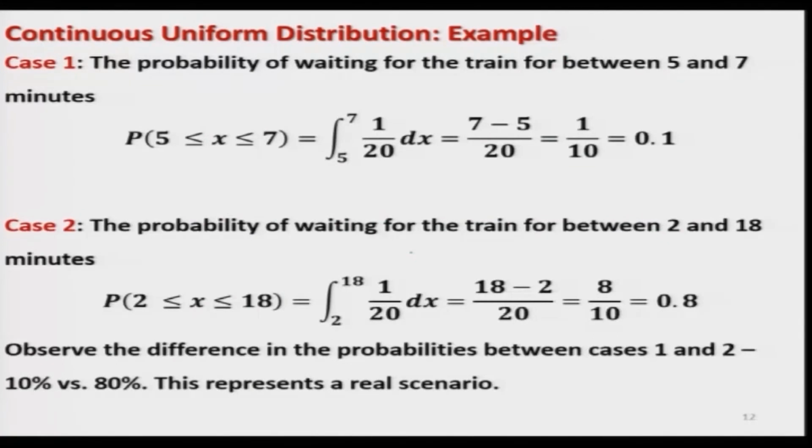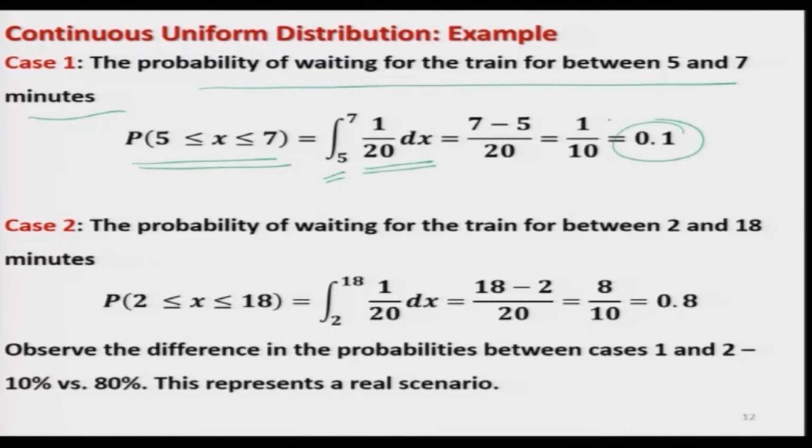Now, for this random variable, you have already found its mean, variance, etc. But now we try to compute different types of probabilities. The probability of waiting for the train between, say, 5 and 7 minutes. In order to find this probability, what are you going to do? You are simply going to find the probability that x lies between 5 and 7, which is the integral from 5 to 7 of f(x) dx, where f(x) is 1/20, and you can solve this integral, which comes out to be 0.1. So, the probability of waiting for the train between 5 and 7 minutes is just 10%, right.